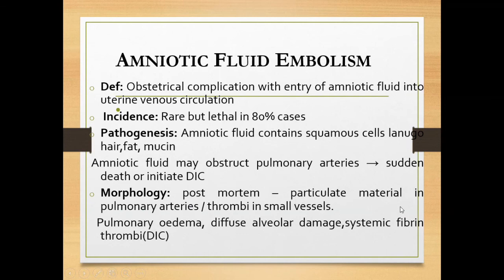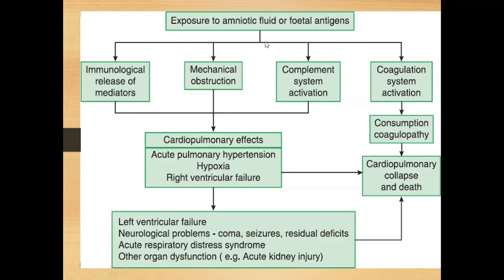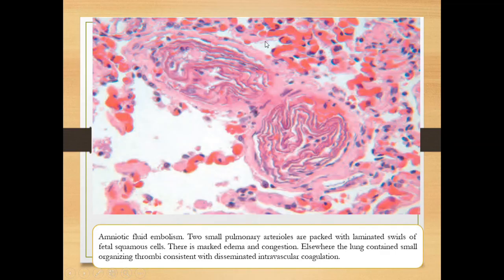How can it be diagnosed? On postmortem, particulate matter is seen in the pulmonary arteries and thrombi in small vessels, and systemic fibrin thrombi are seen due to DIC. In the next slide, two small pulmonary arterioles are packed with laminated swirls of fetal squamous cells. These are marked. There is marked edema and congestion. Elsewhere the lung contains small organizing thrombi consistent with DIC.